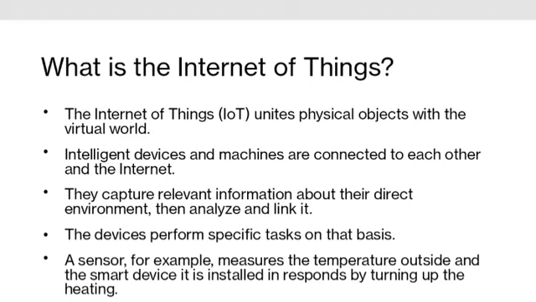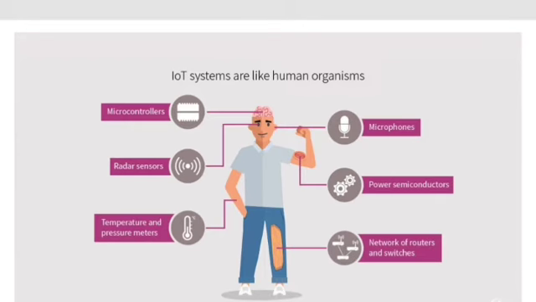For this we can use devices like sensors and actuators. Our IoT system is like human organs. Like our brain, the microcontrollers in an IoT system will act. The radar sensor acts like our eyes, the microphones act like our ears, then the power supplies, conductors, and ICs act as the power system of our human body.